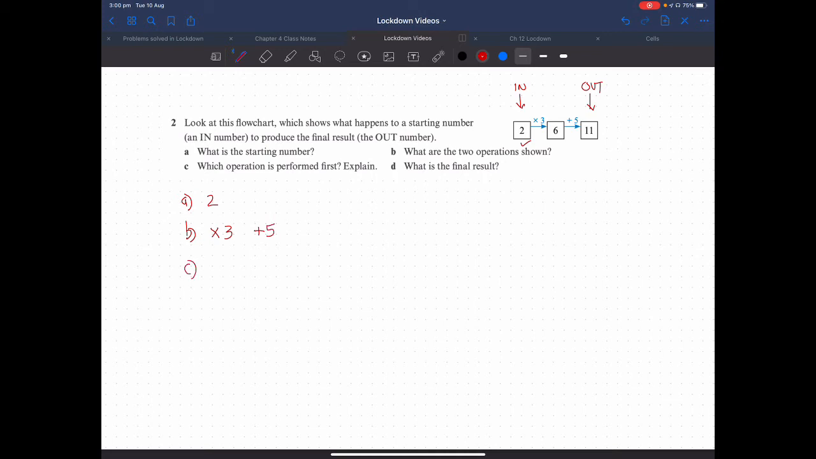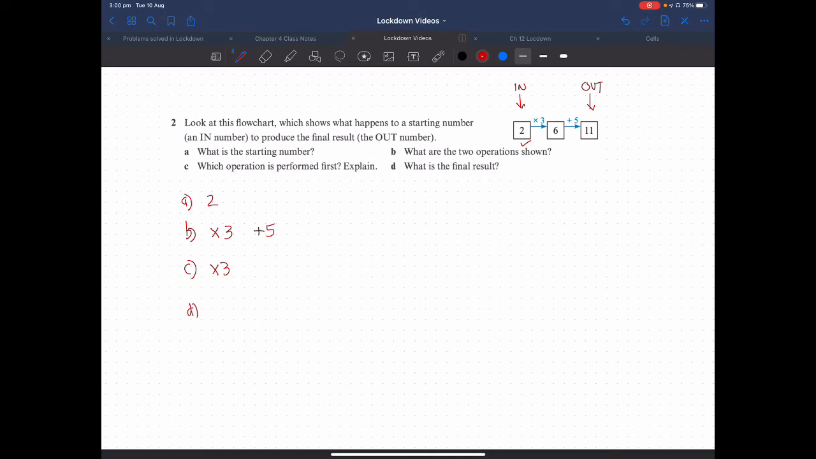C, which operation is performed first? We go 2 times 3 is 6. So multiplying by 3 is first. Why? Because we've started with the in number, which is the first number, and we have then times that by 3 to give the middle number, the next number in the sequence. We have followed the arrow from 2 to 6.